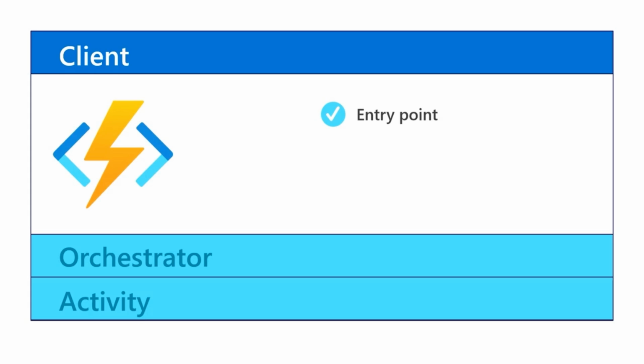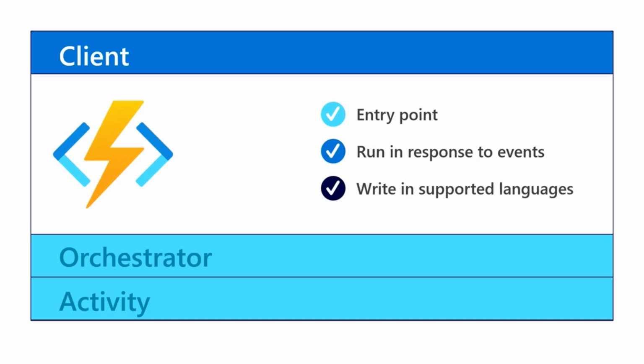You can use 3 durable function types: client, orchestrator, and activity. Let's look at each in a little more detail now. Client functions are the entry point for creating an instance of a durable functions orchestration. They can run in response to an event from many sources, such as a new HTTP request arriving, a message being posted to a message queue, or an event arriving in an event stream. You can write them in any of the supported languages.